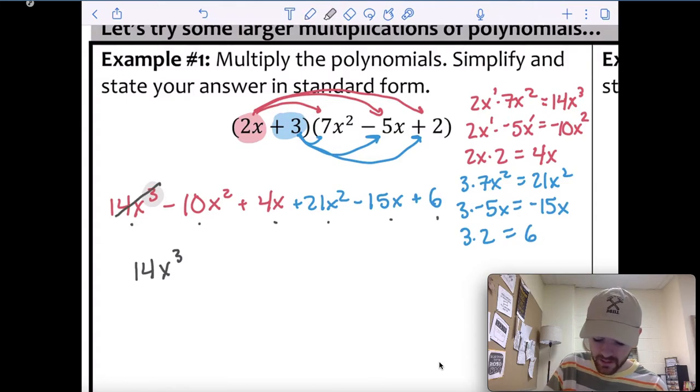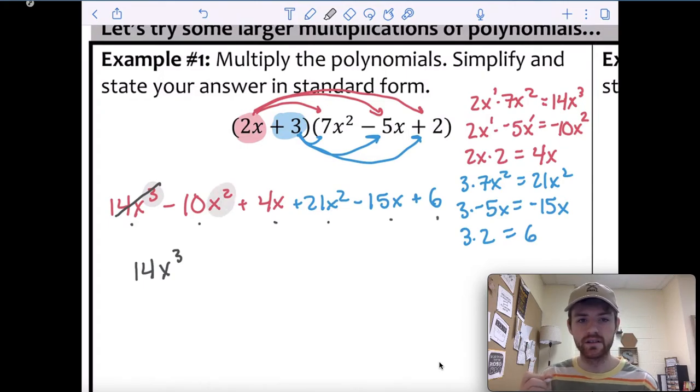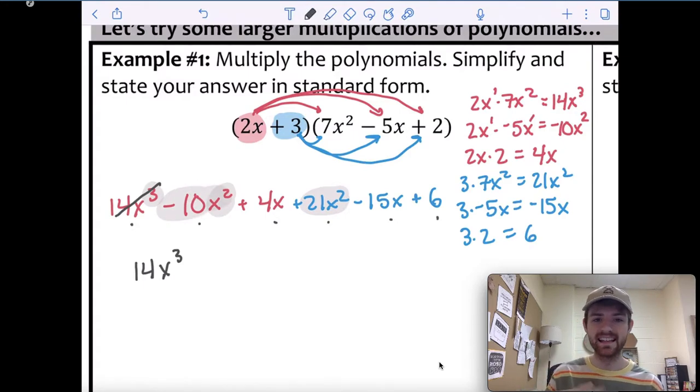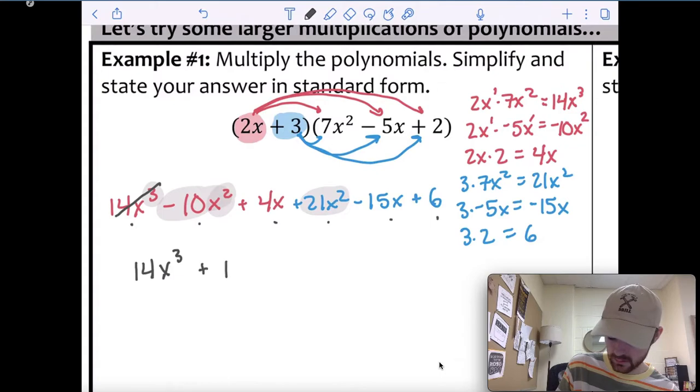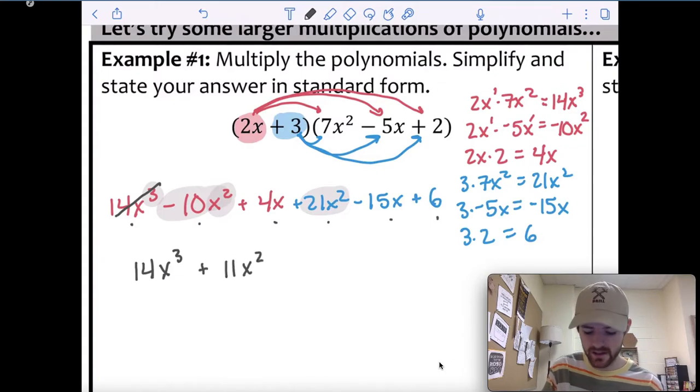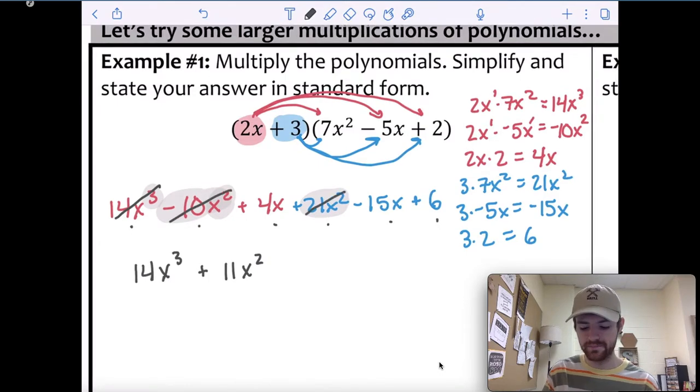Then I see something with an x squared. Do I have anything else that's x squared? Here, this 21x squared. So I combine those. Negative 10 plus 21 is going to give us a positive 11x squared. Good, I dealt with that.